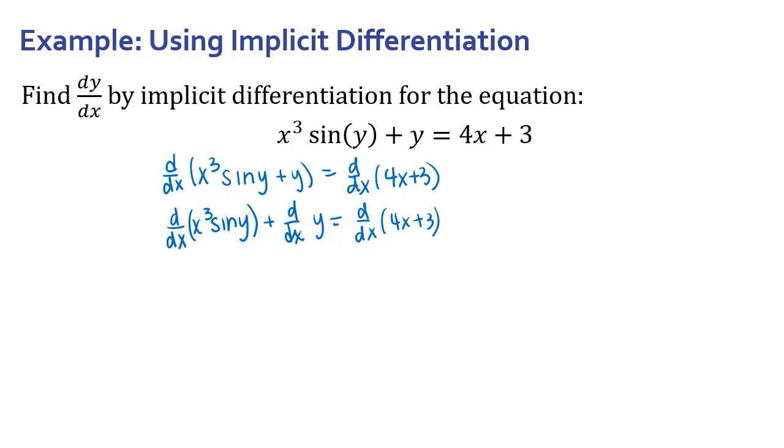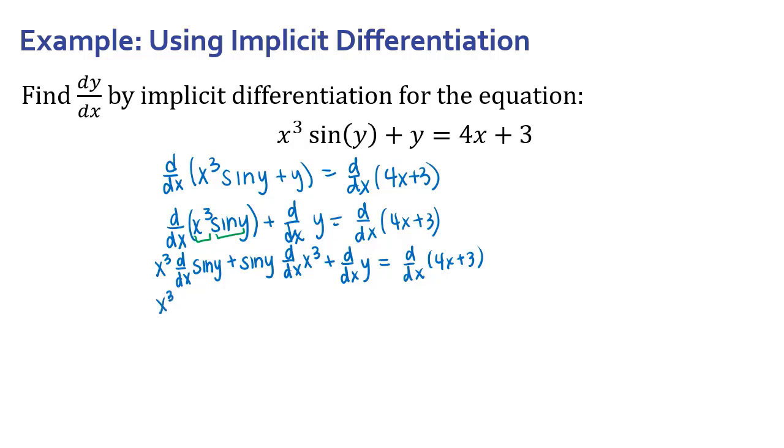So looking at the left-hand side, I see that this first term, x cubed sine of y, is two functions getting multiplied together. So I'm going to have to apply the product property. So this is going to be x cubed, the first function, times the derivative with respect to x of the second, plus the second times the derivative with respect to x of the first, and then I still have this. I'll do the rest of these pieces after. I'm just going to do it all at once. All right, so now let's go through and take these derivatives.